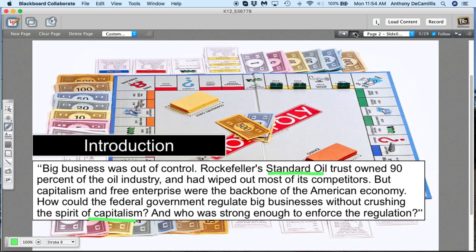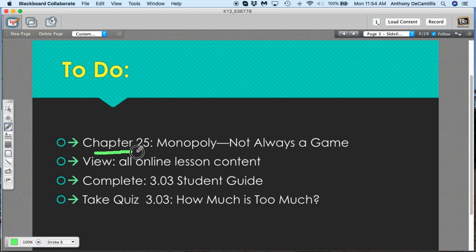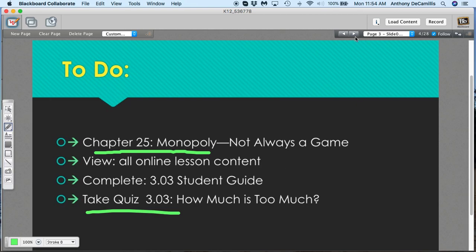And so let's go ahead and take a look at where we're headed. We're talking about chapter 25 called Monopoly, not always a game. Of course, view the online lesson content. You'll walk through that student guide, and yes, you will have a quiz 3.03 titled How Much is Too Much? We're defining stuff today. We'll sneak in a little bit of information here and there. We're very much defining some economic terms, money terms, and some new phenomenon going on during these 1880s and 1890s. And it's going to cause some problems. So much of what we look at during this period is problems.